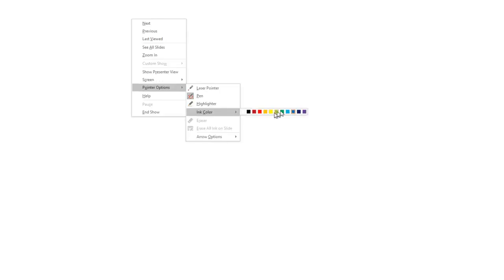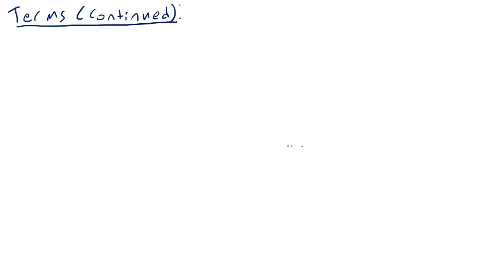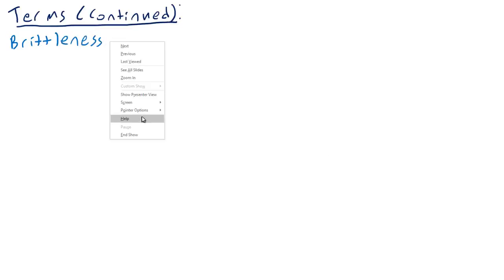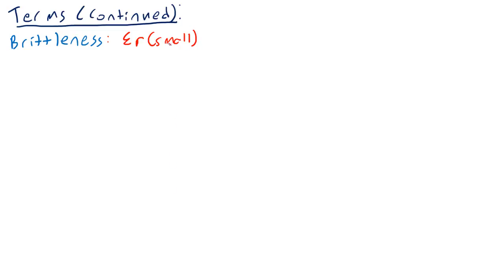So let me put a title on this. Terms continued. The opposite of ductility, of course, is brittleness. And it is also indicated by epsilon r, except it's indicated by a small epsilon r. Ductility is indicated by a large epsilon r. This one is indicated by a small epsilon r.